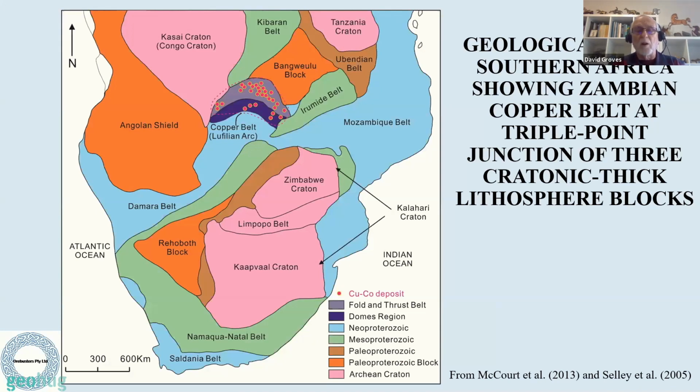The Zambian copper belt type deposits are effectively occurring at a triple point junction between three cratons and the thick lithosphere around them in the Paleoproterozoic rocks. So we've got the Kasai Craton or the Congo Craton, Tanzanian Craton, Zimbabwe Craton, and the copper belt, the Lufilian arc, sitting in the triple point junction of these cratons. You can see they're occurring in fold and thrust belt mainly, or in domal position.